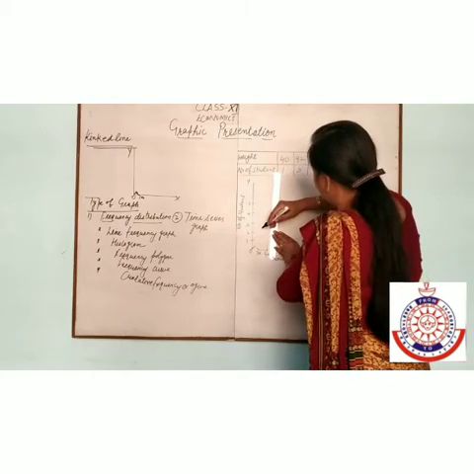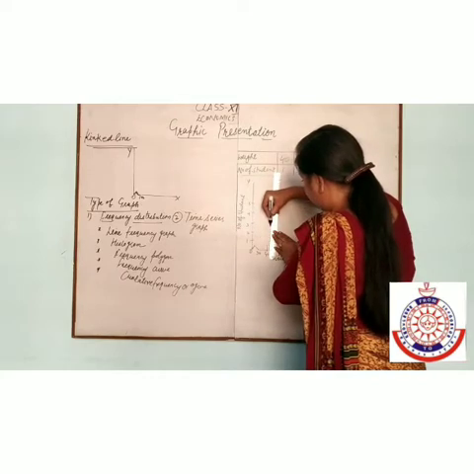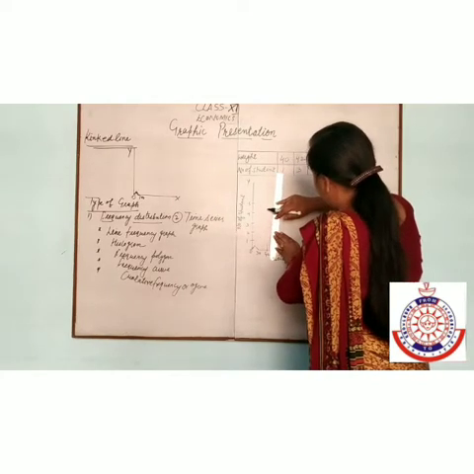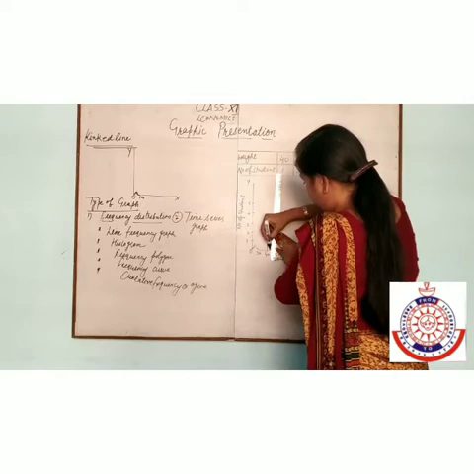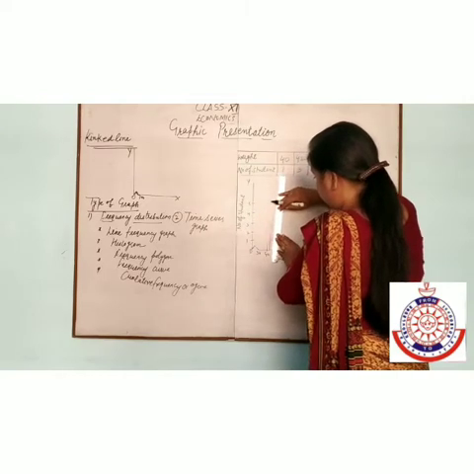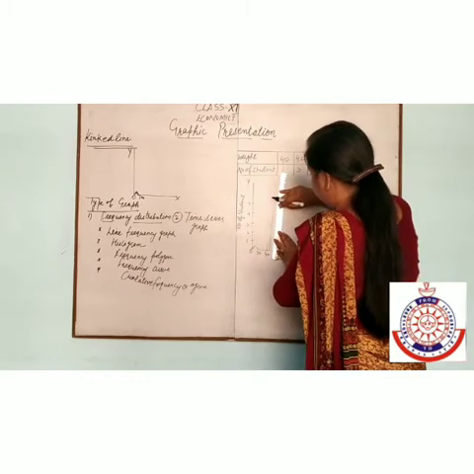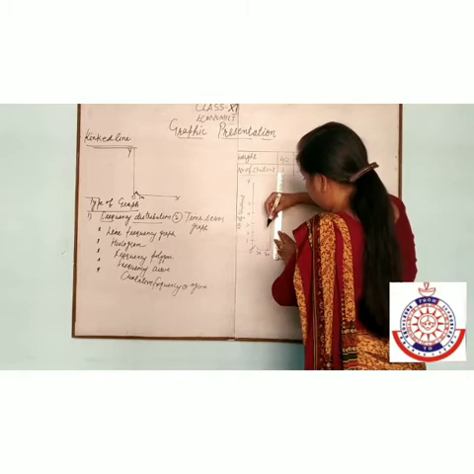Then 42, number of students is 3. Then 45, number of students is 4. Then 47, the number of students is 5.